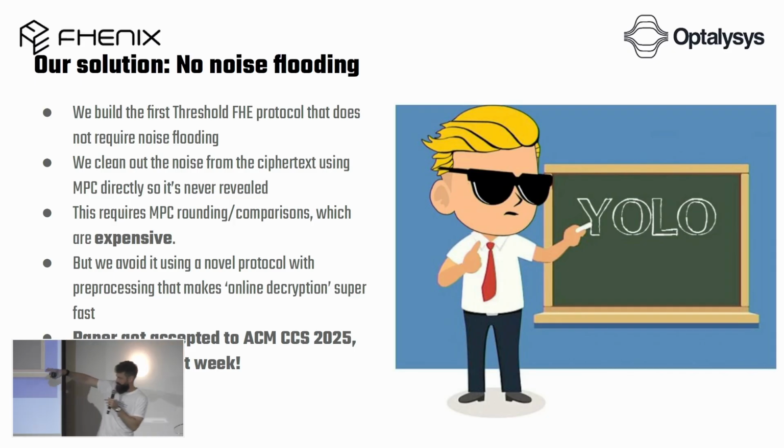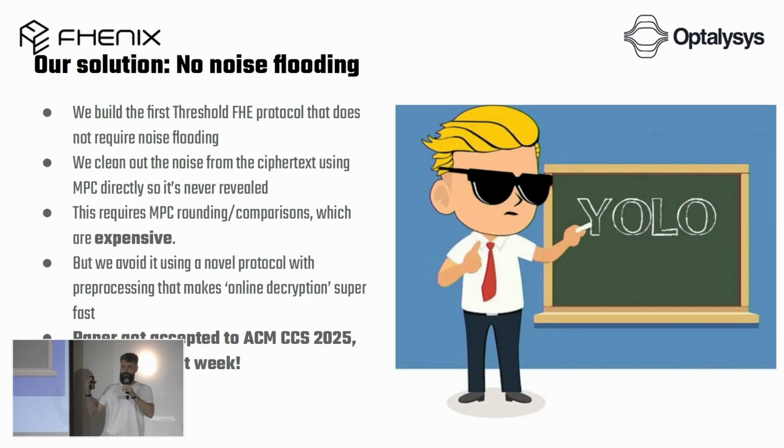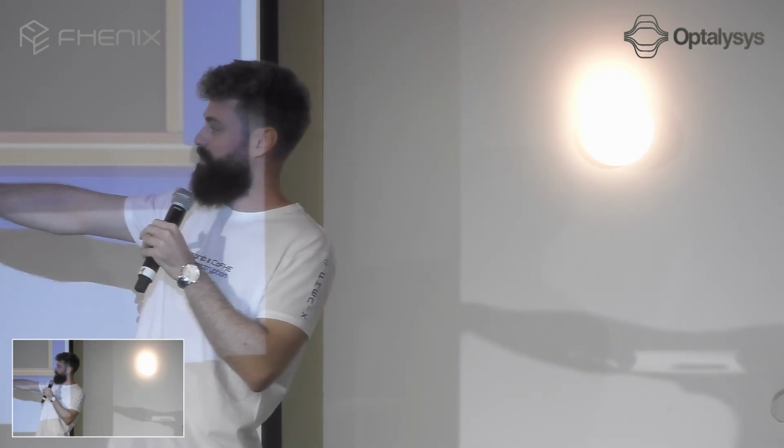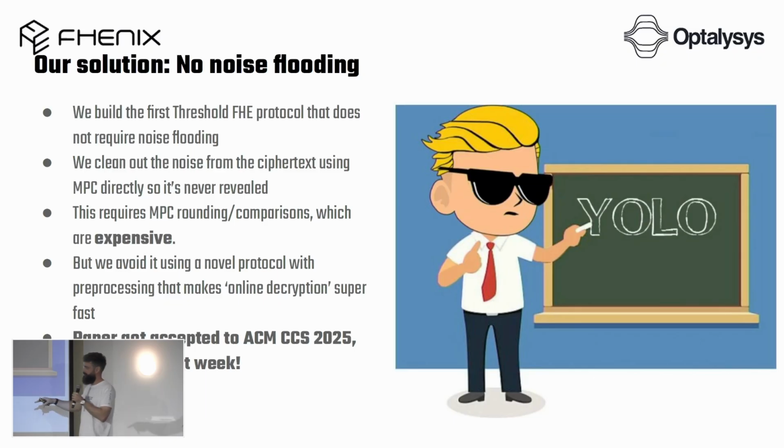Of course, there are a couple more details here. When you remove noise flooding, you need to somehow go around it, so you run into a bunch of different problems as well, but we're using some different techniques that I won't go into. And we managed to get a very, very fast decryption protocol. And actually the paper got accepted to ACM CCS 25, and it's publishing next week. So stay tuned, very cool stuff.